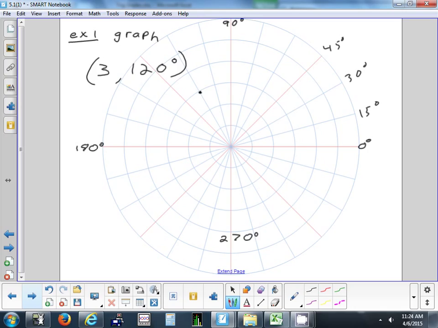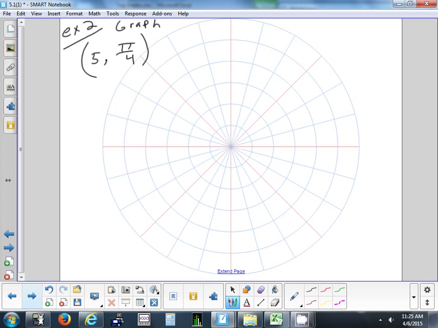So right 3, counterclockwise, 120 degrees. Any question on that? We're going to try all different ones. Try some with degrees and radians, some negatives, some positives, all kinds of things. Okay, 5 comma pi over 4.